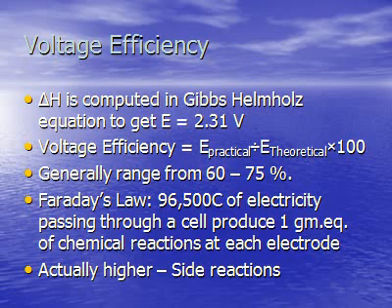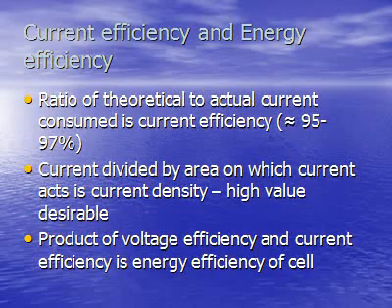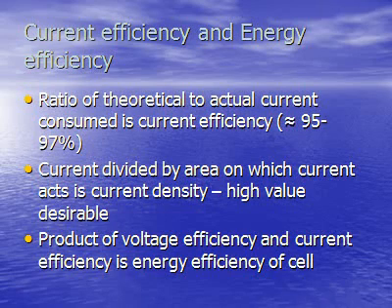Faraday's law: 96,500 coulombs of electricity passing through a cell produce 1 gram equivalent of chemical reaction at each electrode. Current efficiency and energy efficiency: the ratio of the theoretical to the actual current consumed is the current efficiency. Current divided by the area of each electrode is the current density; a high value is desirable. The product of voltage efficiency and current efficiency is the energy efficiency.